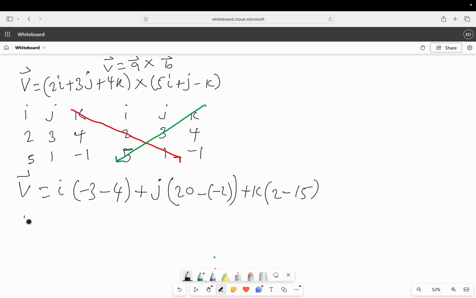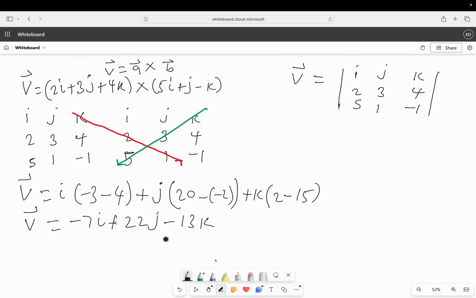So my v, the cross product of the two vectors, will just be minus 3 minus 4. So I'll have minus 7i, then 20 plus 2. So I will have plus 22j. Then I will have my k. Then it will be 2 minus 15, which is minus 13k.